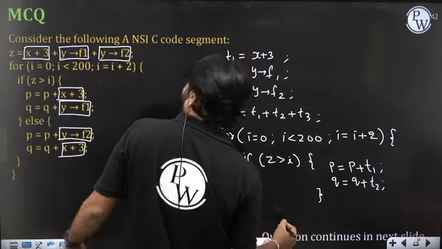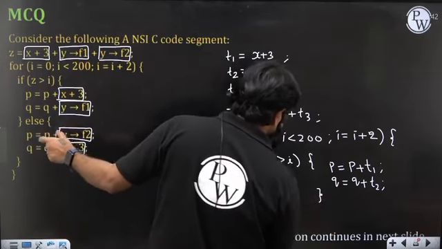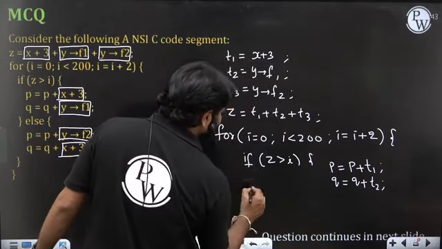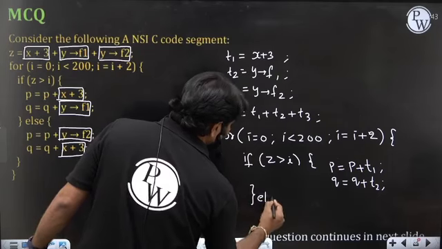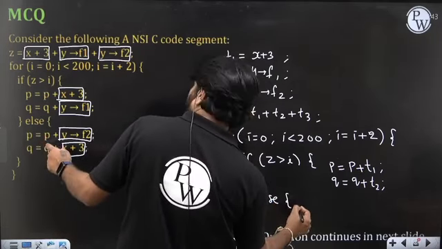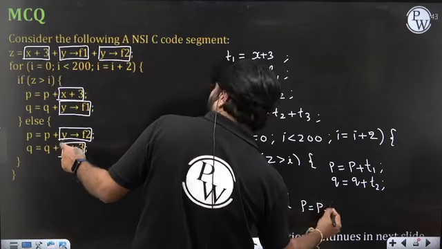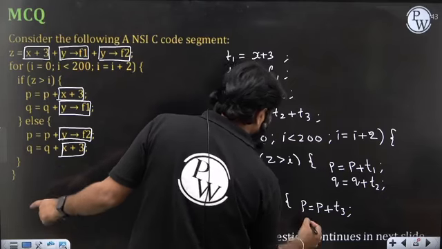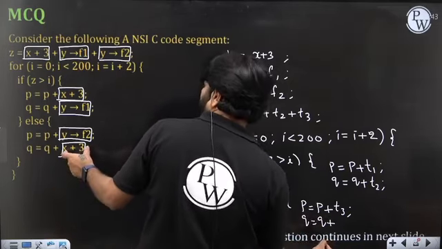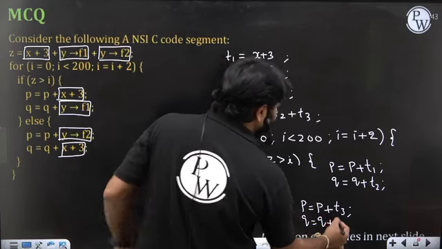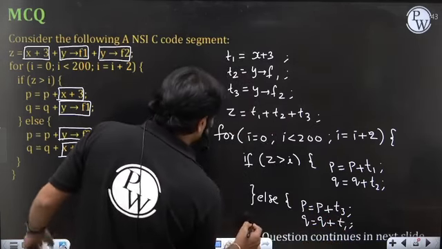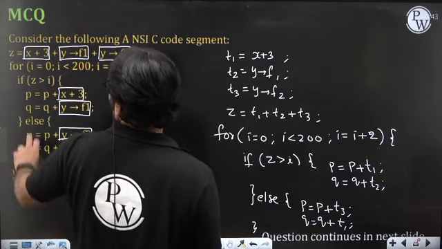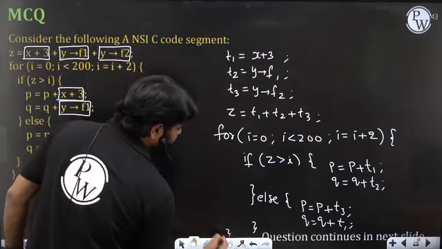Then what is the else here? Let me write it as per the structure. Else you have again 2 statements: p is equal to p plus y arrow f2, that is t3, and then q plus the common subexpression x plus 3, which is there in t1. This is your program. We have the closing of else, and then the for loop is closed.